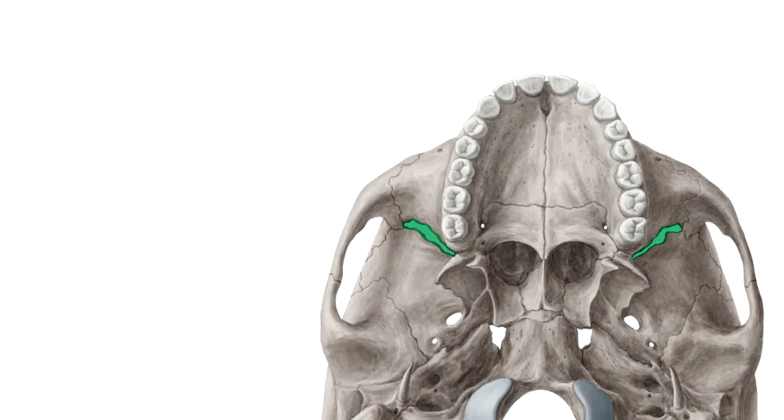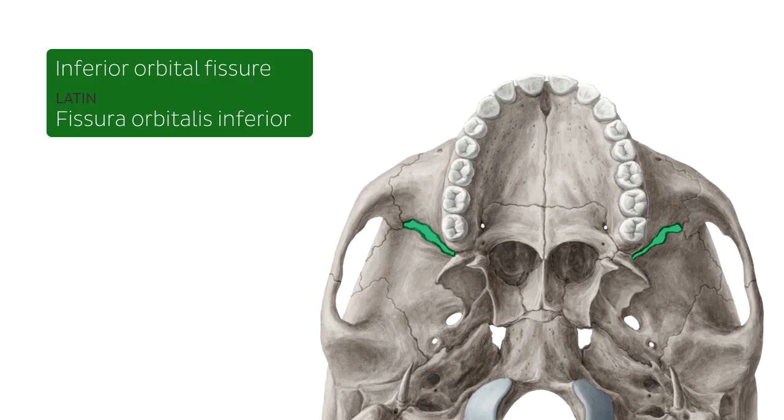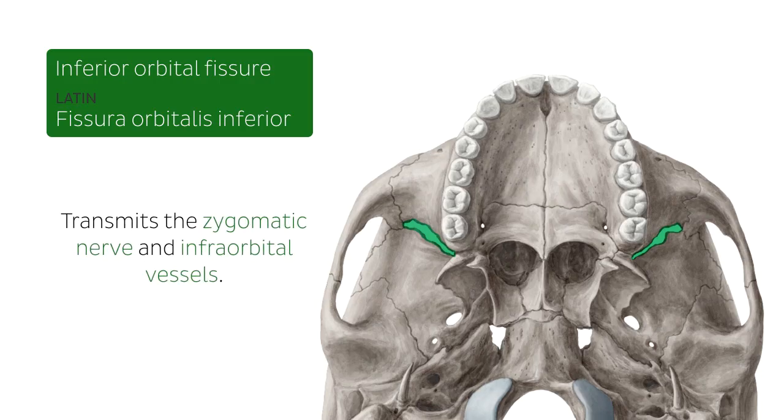Next one to cover here on this tutorial, and seen from the inferior view of your skull, is going to be a fissure known as the inferior orbital fissure. And the inferior orbital fissure transmits the zygomatic nerve and the infraorbital vessels. The structure is found between the greater wing of the sphenoid, as you can see here on this image, and also the maxilla here, and the orbital portion of the palatine bones, but we cannot clearly see that here from this view.